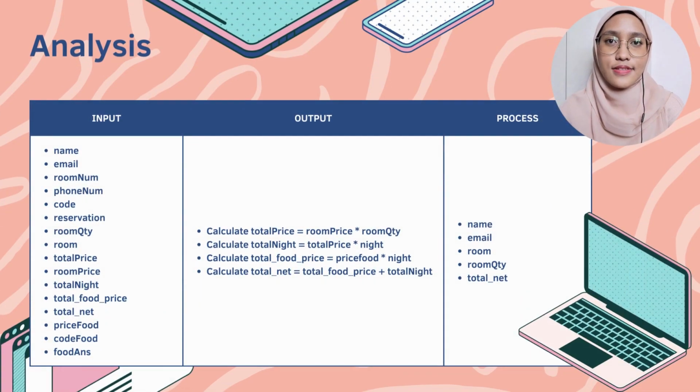Next is analysis. For the input: name, email, room number, phone number, code, reservation, room quantity, room, total price, room price, total night, total food price, total net, price food, code food, and food answer. Then the process is to calculate total price, calculate total night, calculate total food price, and calculate total net. Last is the output, which is name, email, room quantity, and total net.